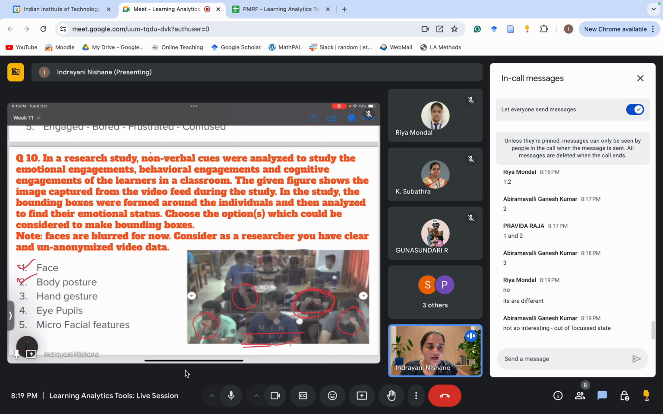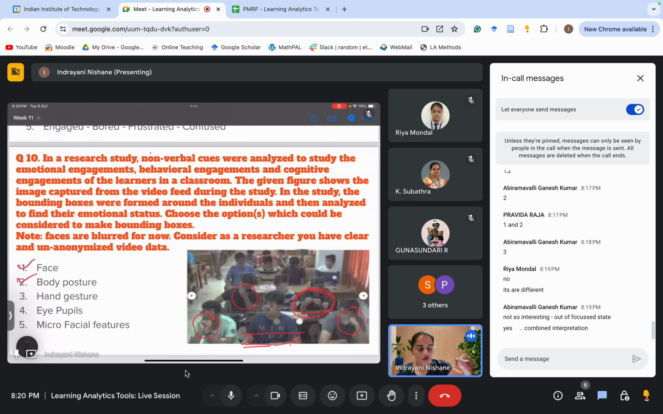Yes, you are very right, Abhiram Ravi. Yeah, so what happens is how interested they are in this, whether they are in focus state or out of focus state, that is given by hand gestures only, na? Not hand gestures alone, but hand gestures combined with posture and maybe the facial expressions also. If it is only emotional engagement or affective state, then only the facial expressions are enough. But we are talking about engagement here. We are talking about emotional engagement, behavioral engagement, and cognitive engagement.